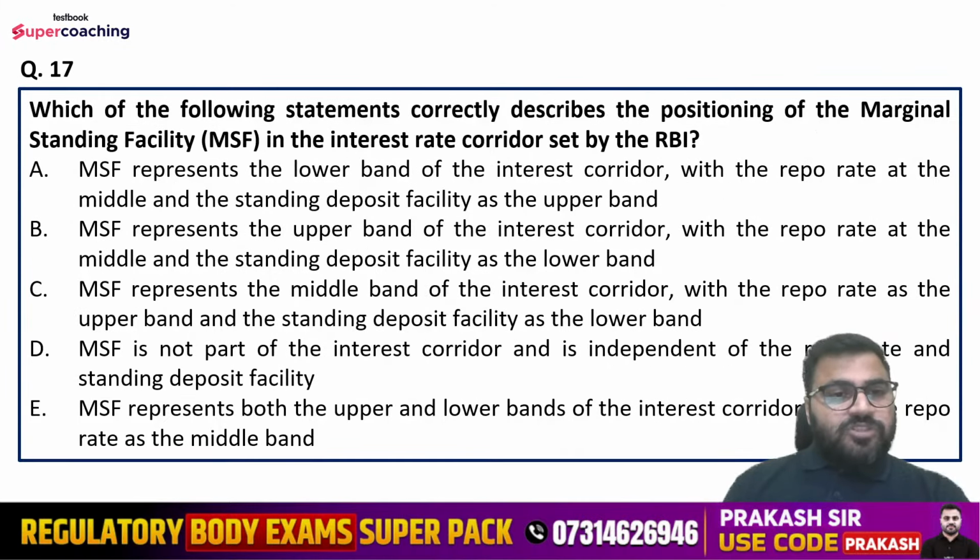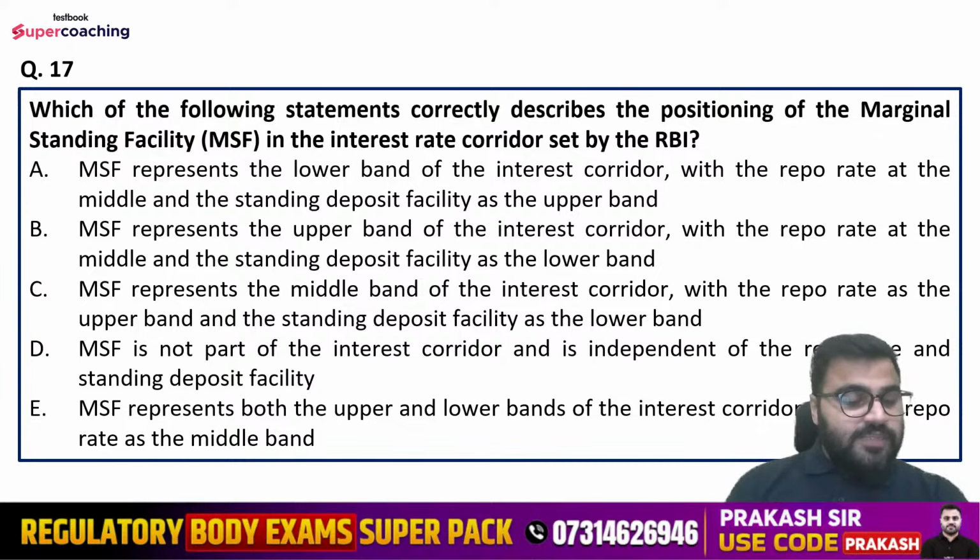Question number 17. Which of the following statements correctly describes the positioning of MSF in the interest rate corridor set by the Reserve Bank of India? Options are: MSF represents the lower band of the interest corridor with the repo rate at the middle and the standing deposit facility as the upper band. MSF represents the upper band of the interest corridor with the repo rate at the middle and the standing deposit facility as the lower band. MSF represents the middle band of the interest corridor with the repo rate as the upper band and standing deposit facility as the lower band. MSF is not a part of the interest corridor and is independent of the repo rate and standing deposit facility. And MSF represents both the upper and the lower band of the interest corridor with the repo rate as the middle band.